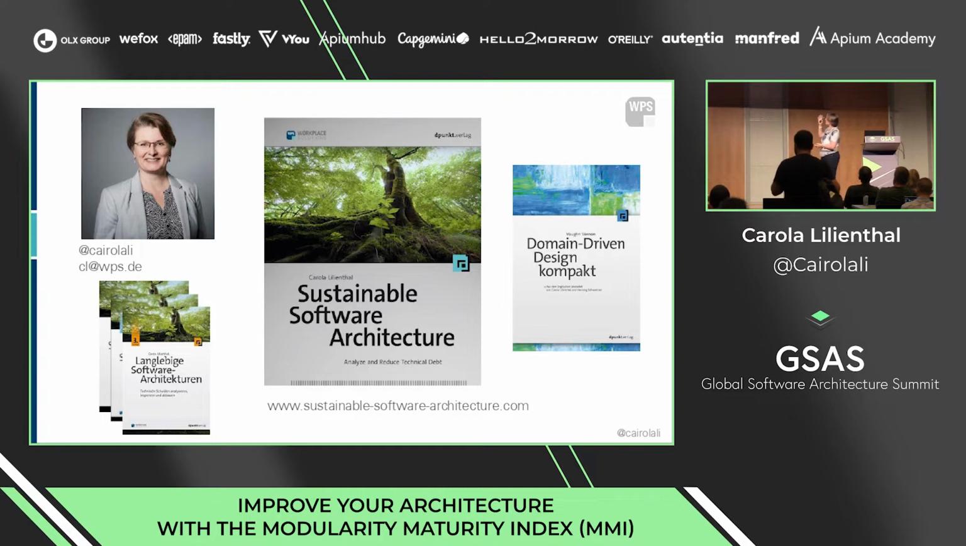This is the basis for sustainable software architecture. We have seen many systems in our company. We created a business from that, and these days we are going into companies and helping them improve their architecture. This is also where the Modularity Maturity Index came from, which is in the other book, the software architecture metrics book. And, well, what is the problem?